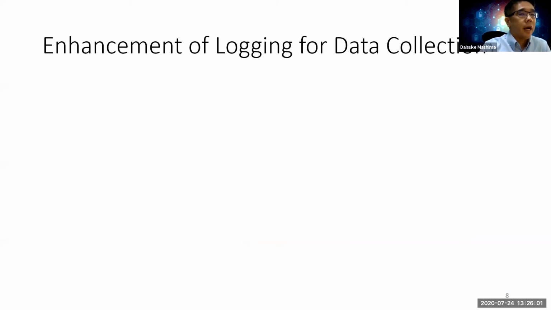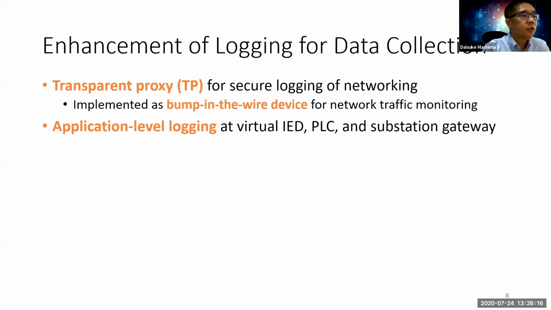Another important feature is logging on the Honeypot system. The purpose of the Honeypot is to capture the attacker's behavior, so we need to implement logging in a secure and tamper-resistant way. To do that, we deployed a number of so-called transparent proxy boxes throughout the Honeypot infrastructure. A transparent proxy is a sort of bump in the wire device that can transparently monitor the network traffic. Because these boxes are not addressable, the attacker cannot compromise such logging.